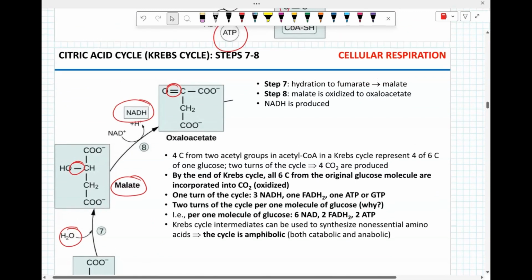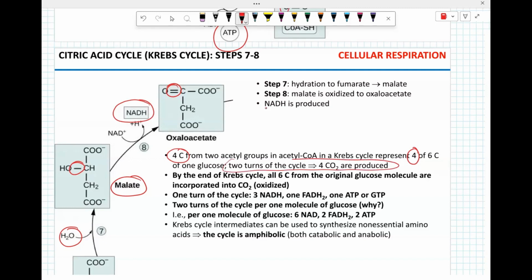When we look at the Krebs cycle holistically, we can now see that the 4 carbons that enter the Krebs cycle, 4 carbons that come from 2 acetyl groups in acetyl-CoA, represent 4 of 6 carbons of a single molecule of glucose. This is why you need 2 turns of the cycle per 1 molecule of glucose. In 2 turns of the cycle, 4 carbon dioxide molecules are produced. By the end of the Krebs cycle, all 6 carbons from the original glucose are oxidized into CO2. 2 of them are oxidized to CO2 during the transition step, and 4 of them are oxidized during the Krebs cycle.